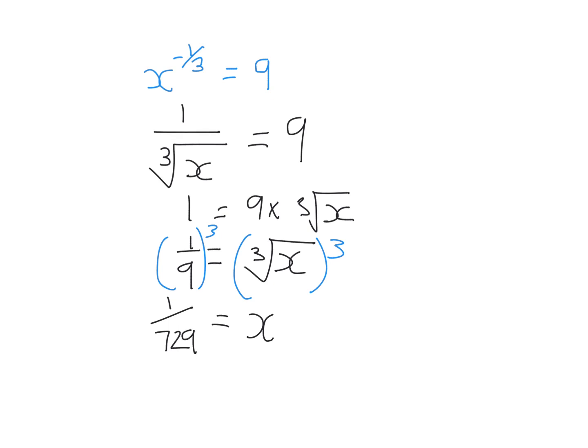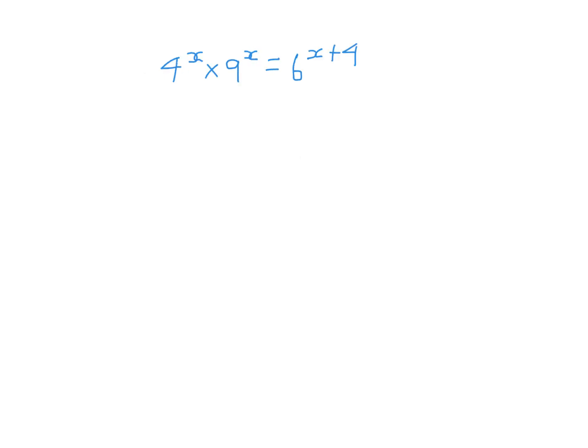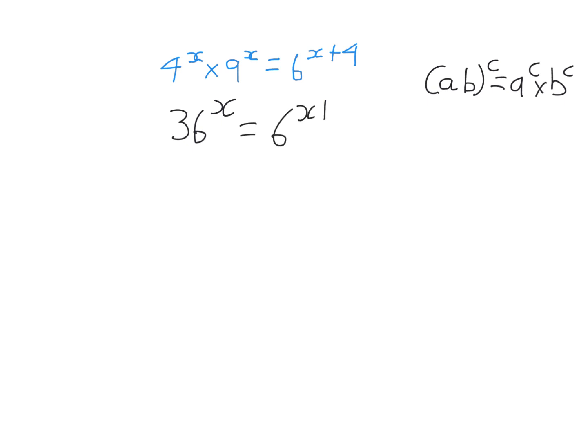All right, let's now look at a more challenging question. So we're going to solve this equation here for x. 4 to the power of x times 9 to the power of x equals 6 to the power of x plus 4. Now, using our index laws, because these two have the same power, we can combine them into 36 to the power of x. That uses the rule that the power of the product is the same as the product of the powers. It's just that in this case, we started off with something that looked like that, and we've written it as something that looks like this. So we've got 36 to the power of x is equal to 6 to the power of x plus 4.